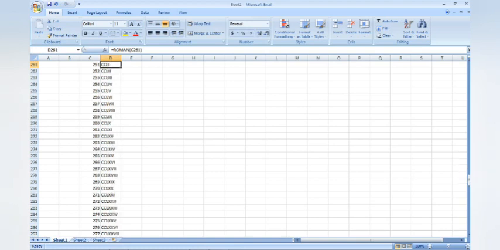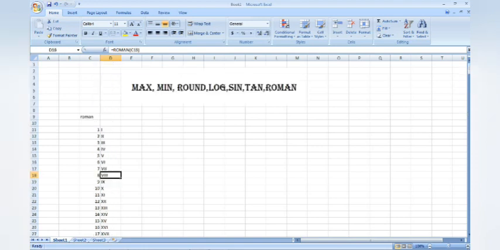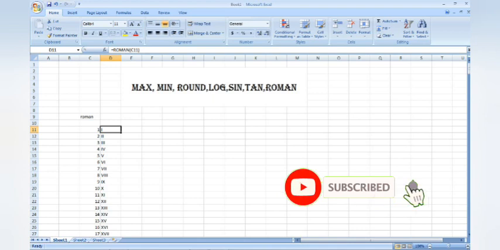250 would be CCL X. So 300 is CCC. Let's check 200. 200 is CC. 100 is C. So as you can all see, I, II, up to any figures that you want. So the formula is just equals ROMAN, your cell address, you drag it down.